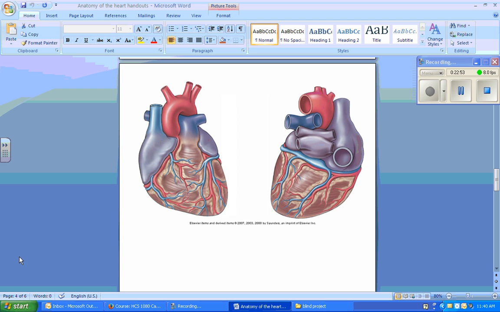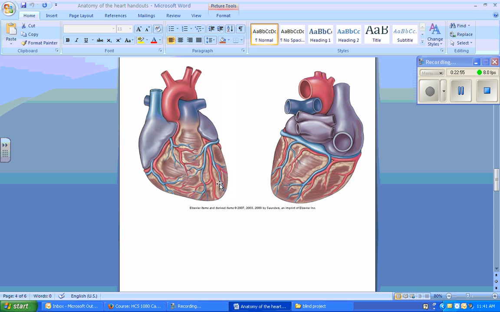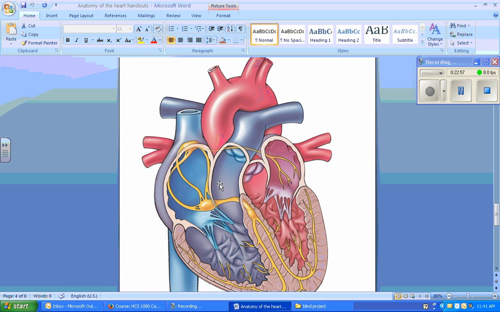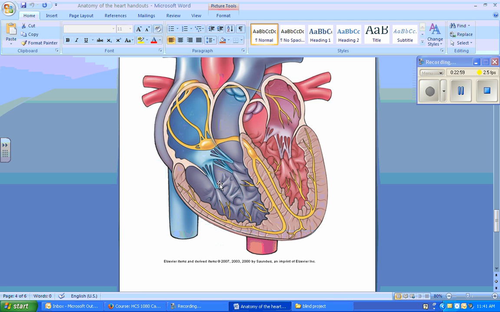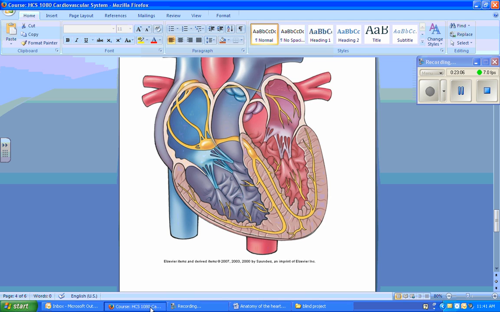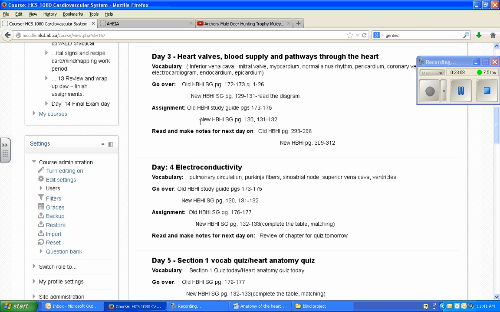Now, we're going to stop there. We're going into the cardiac conduction system tomorrow. That's where we're going to look at the sinoatrial, atrioventricular, and bundle of His, Purkinje fibers, et cetera. So right now, if you have a look at your day 3 course schedule, your assignment is to have a look at your study guide, page 173 through 175. That's the old one. If you're using the new study guide, page 130, 131, 132. I'd like you also to have a look at the rest of page 293 through to 296.